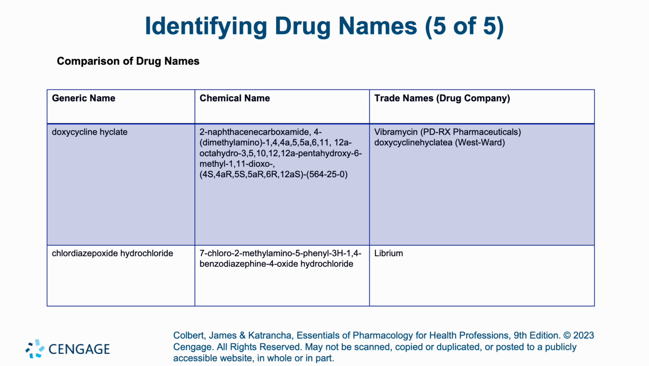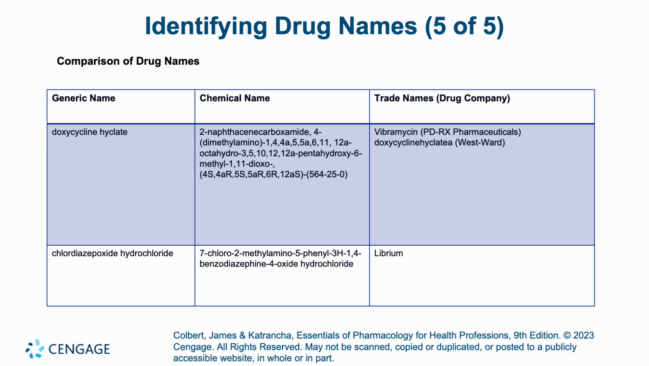This slide has a comparison of drug names, so there's a little table here. On the left, we have a generic name of doxycycline hyclate. The chemical name, I will take a stab at it, you can laugh at me if you are listening to this recording, is 2-naphthacenecarboxamide, 4-dimethylamino 1,4,4a,5,5a,6,11,12a-octahydro-3,5,10,12,12a-pentahydroxy-6-methyl-1,11-dioxo, 4S,4aR,5S,5aR,6R,12aS. Woo, that was a mouthful. So that is the chemical name of doxycycline hyclate.